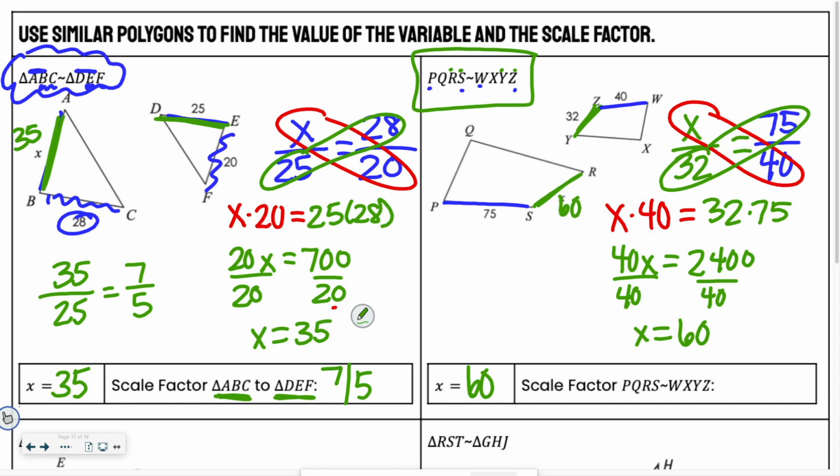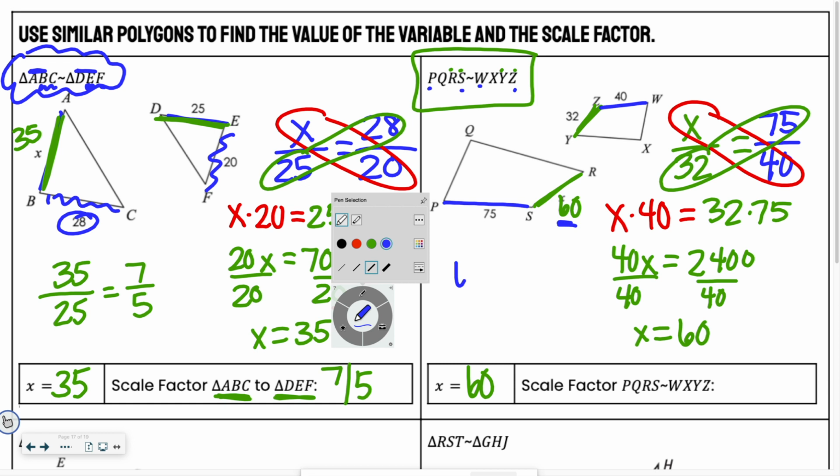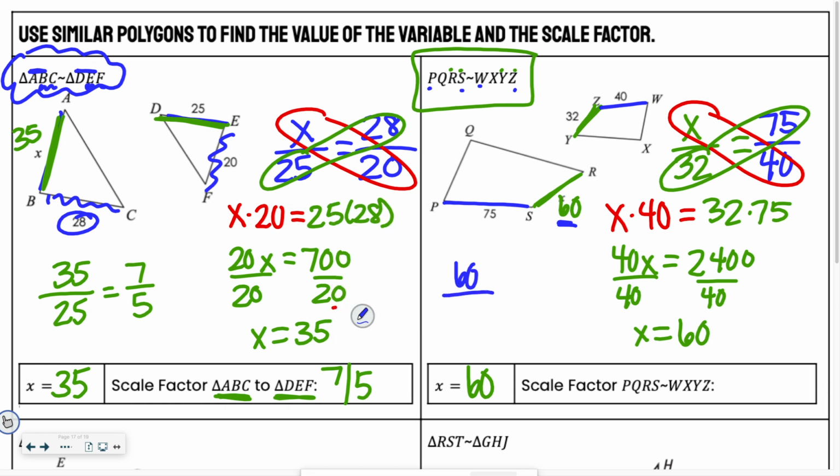So now we want the scale factor from PQRS to WXYZ. So I'm just going to start with the variable we had, so 60. And we know that SR matched 32. Gotta reduce it. So 60, ABC, 32. We get another weird fraction, 1 7/8, so let's fix it. So hit second, ABC equals 15 over 8. Awesome job, you guys.